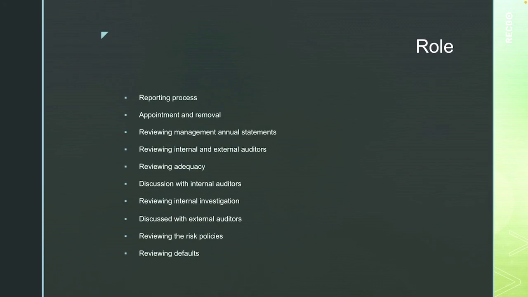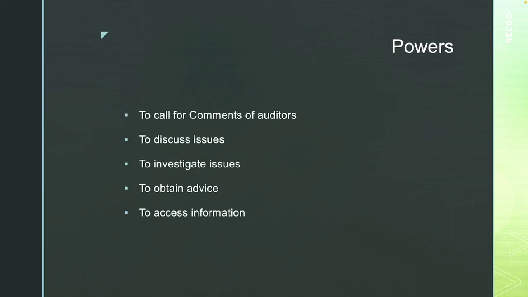Okay, lastly it is the powers of the audit committee. What are the powers of the audit committee, what authorities they have, that we will be discussing. The first one is to call for comments of auditors. Yes, to call for the comments of the auditors about the internal control system, the scope of audit including the observations of the auditors, and review of financial statements before their submission to the board.